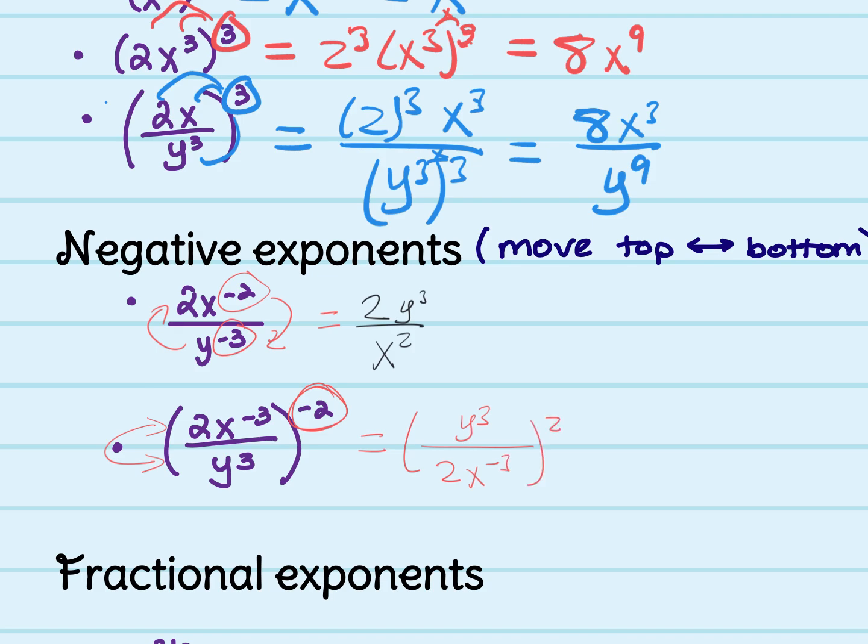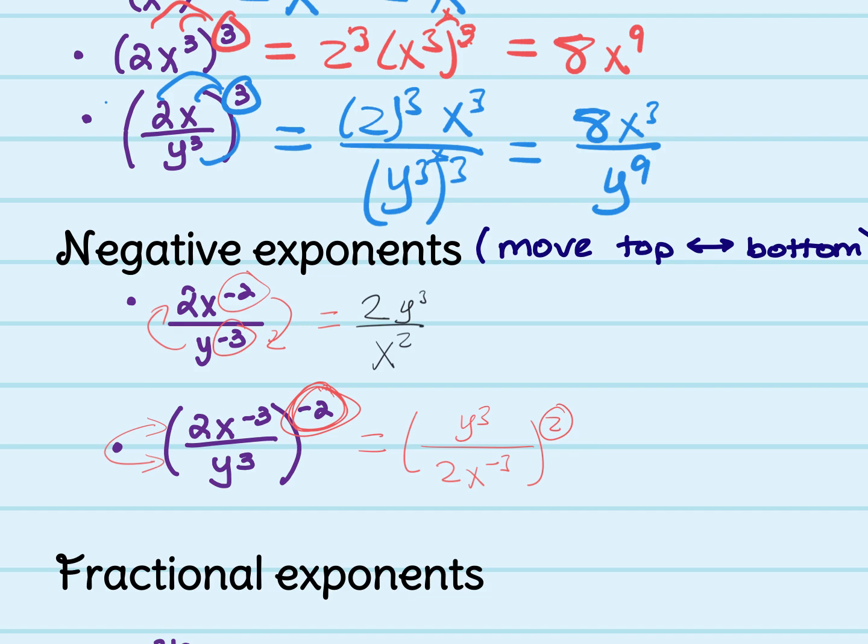Now, a common question I got in class is why didn't the x to the negative 3 become positive? It didn't become positive because we didn't move it to the bottom because of that negative 3. We moved it to the bottom because of this negative 2. So moving x to the negative 3 didn't make the negative 3 positive. It made this 2 positive. So this one right here.